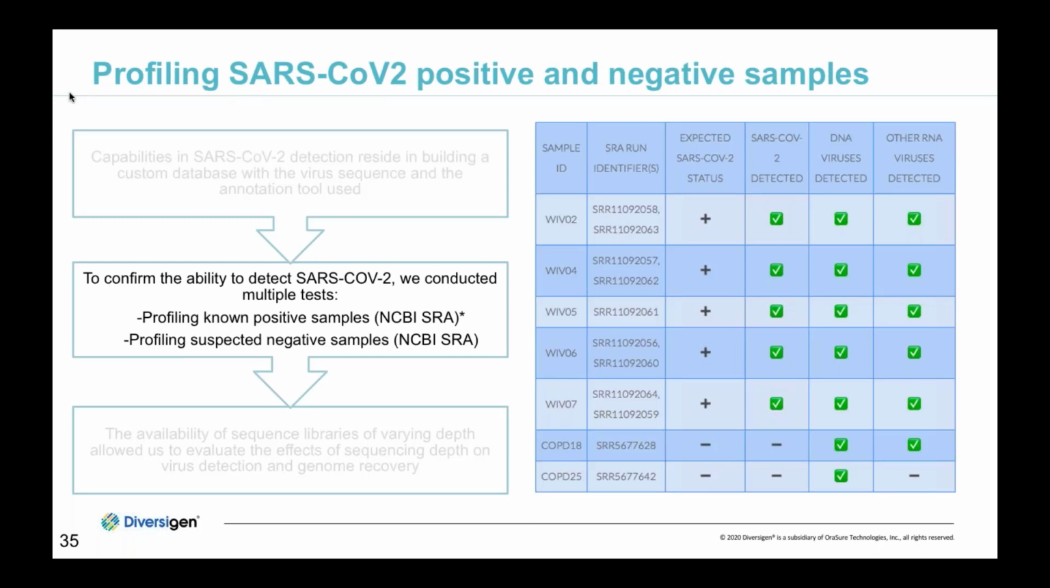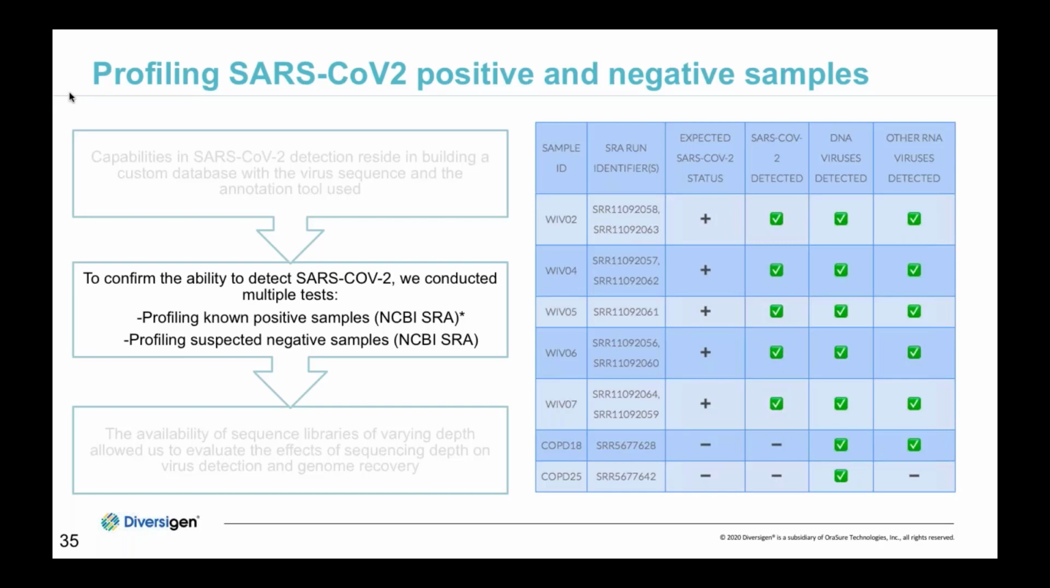Once we added the SARS-CoV-2 reference genome into our database, we proceeded to identify and download available metagenomic datasets from NCBI testing positive and negative for SARS-CoV-2. As you can see here on the table, 5 samples were positive for the virus and 2 were negative. And these are bronchoalveolar lavage fluid samples, which are expected to be low biomass samples, or samples with very low diversity of microorganisms, including viruses.